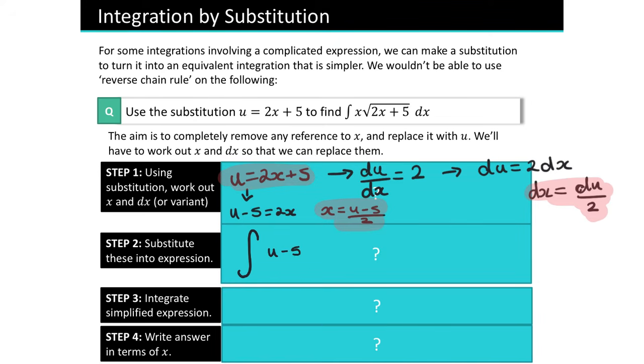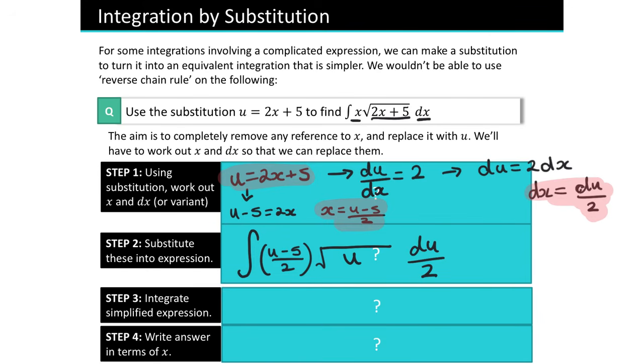u minus 5 divided by 2, multiplied by the square root of 2x plus 5. Now guys, do not write 2 lots of u minus 5 over 2. You're being silly now. We already said that 2x plus 5 was u, so it's the square root of u. Please don't be silly. So x we've substituted out for u minus 5 over 2, 2x plus 5 we've substituted out for u, because we said that was the substitution, and dx we're going to substitute out for du over 2.